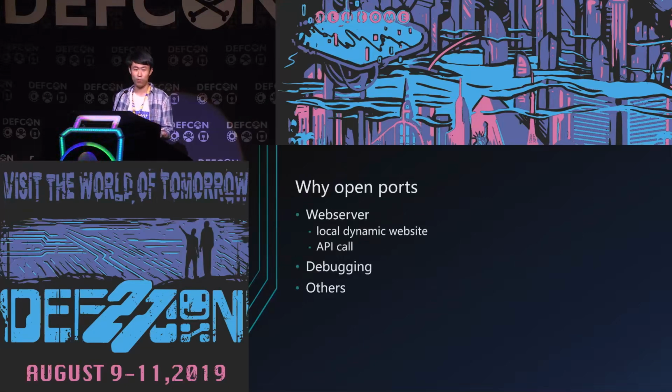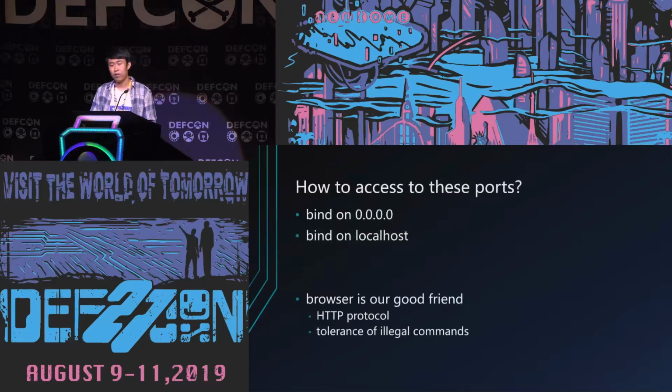Why do they open a port? Maybe they open a port for a web server because they want to expose some API calls. Maybe they use the port for debugging and many other purposes. The application may bind the port on all interfaces or on localhost. On all interfaces you can access them remotely, but how do we access the ports on localhost?